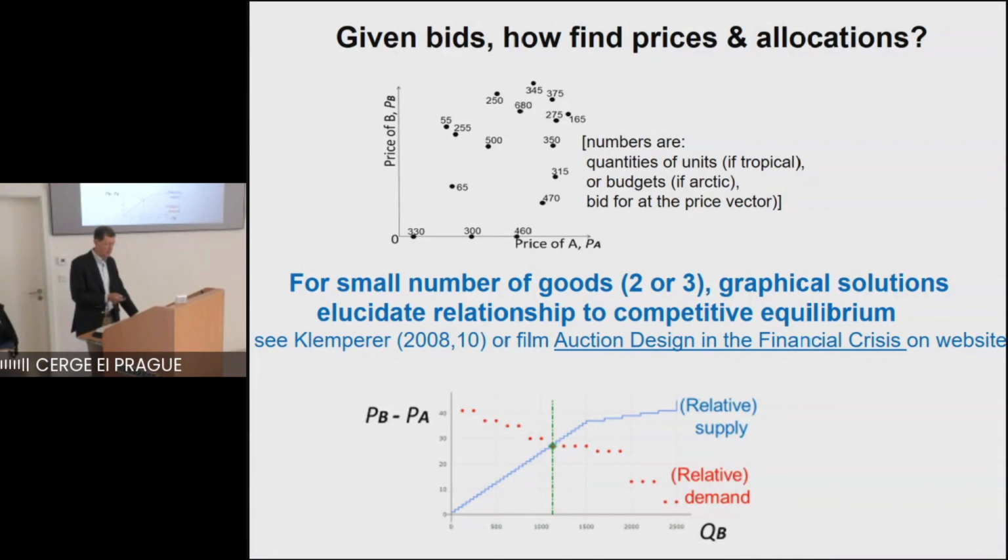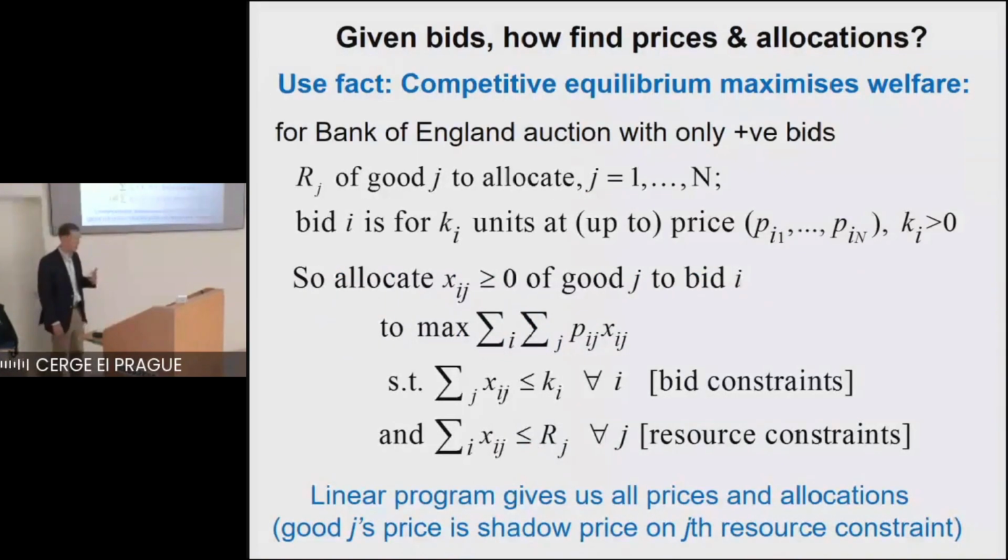So the graphical solutions are nice, but once we go to at least three goods, I need to have a better way of doing it. And competitive equilibrium makes our life easy here, because we know the competitive equilibrium maximizes welfare. And so for the Bank of England's auction, we can set up a simple linear program.